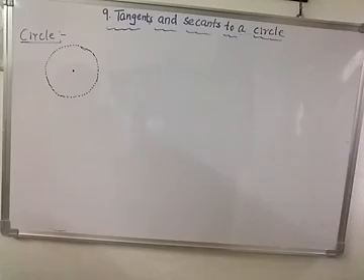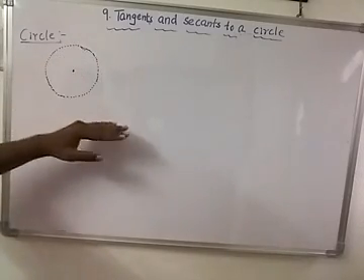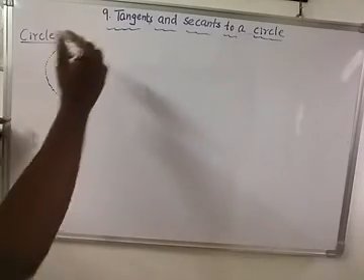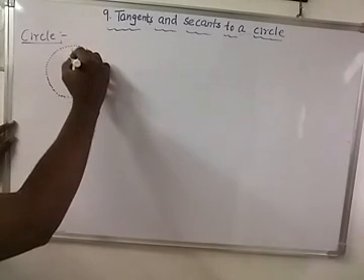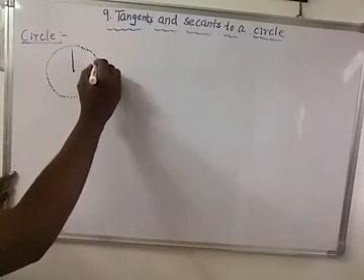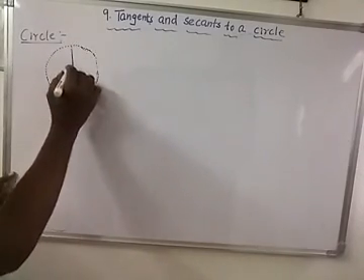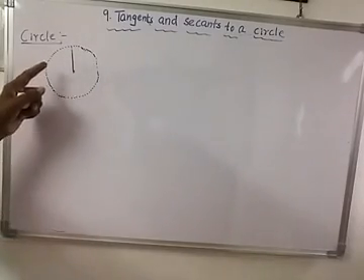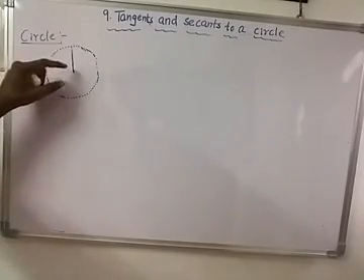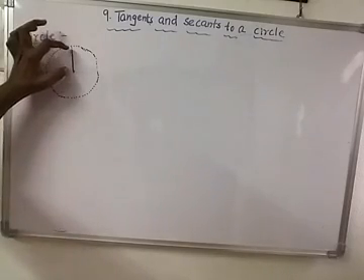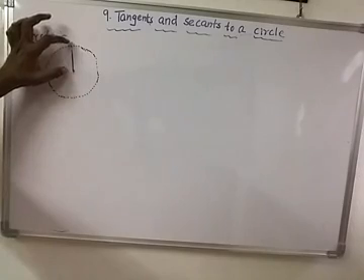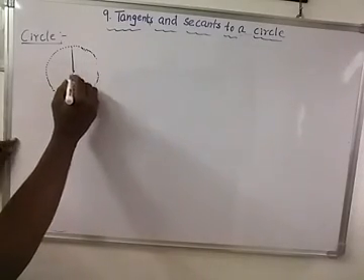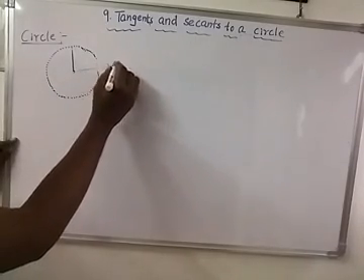Okay, right. So a circle is a collection of all points in a plane which are at a constant distance from a fixed point, equidistant. The fixed point we call the center of the circle.